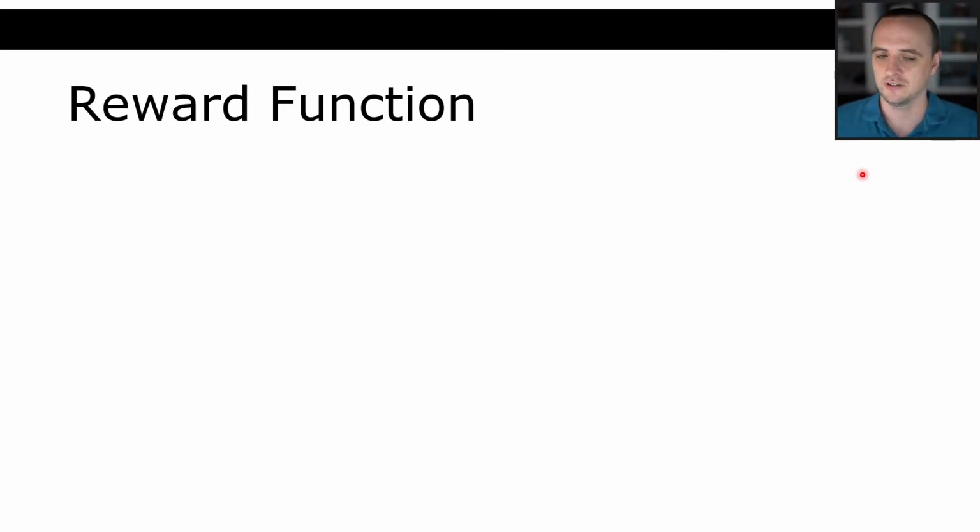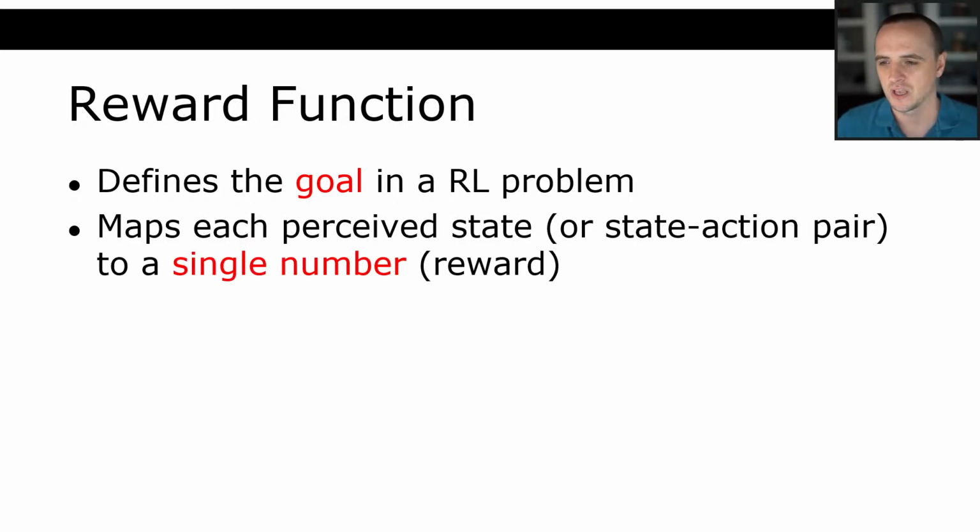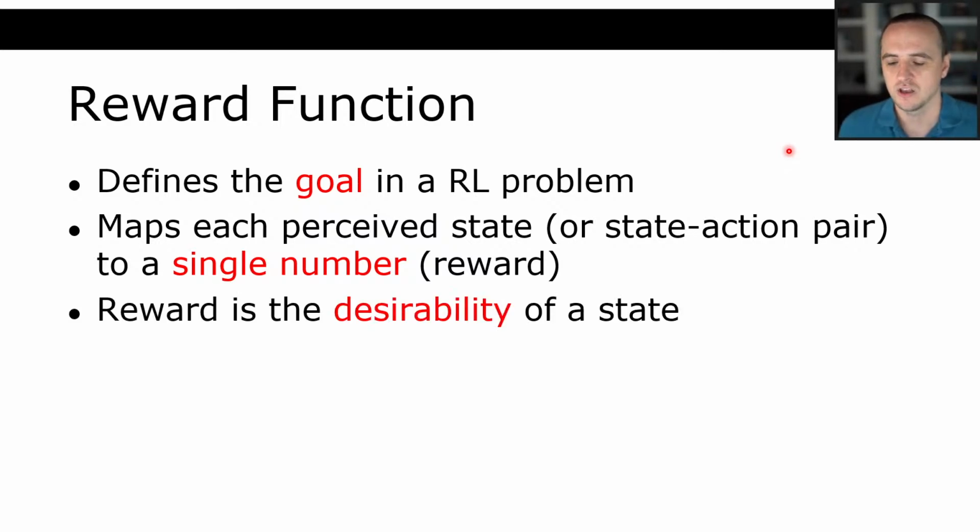That's the policy. Now let's talk about rewards. So rewards define the goal in a reinforcement learning problem. And it maps each perceived state or state action pair to a single number. That's the reward. So it means this state action pair means every time I'm in this state, when I take an action, I'm going to get this reward value. So the reward is the desirability of a state.